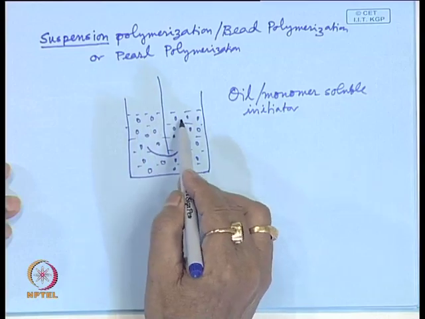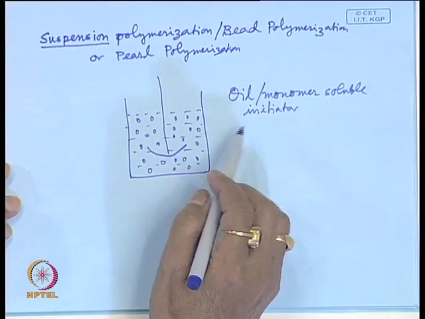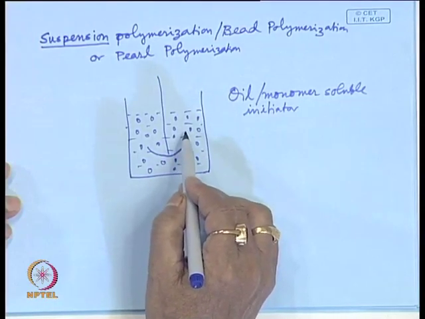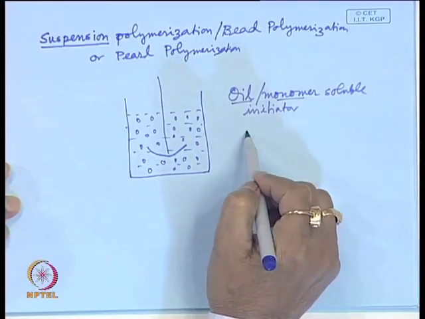In case of suspension polymerization, since the monomer is organic in nature, it is actually kept suspended by agitation or stirring. So, we will find that these monomers form droplets, and they remain suspended within the medium. Here, in order to carry out the polymerization, it is expected that the initiator should be present in the monomer phase, that means within the droplet. That is why it is written oil or monomer soluble initiators.